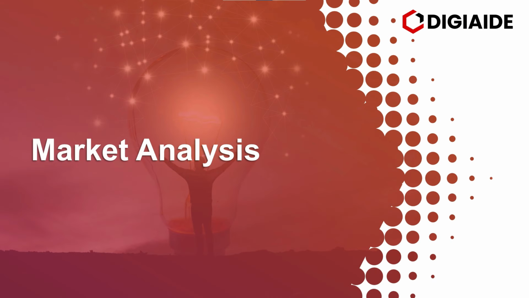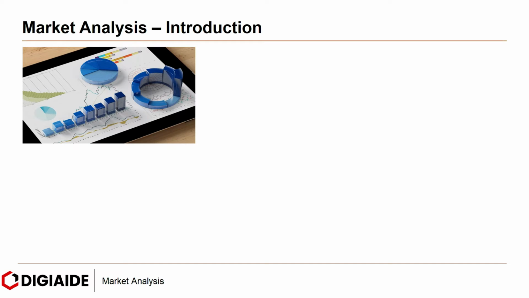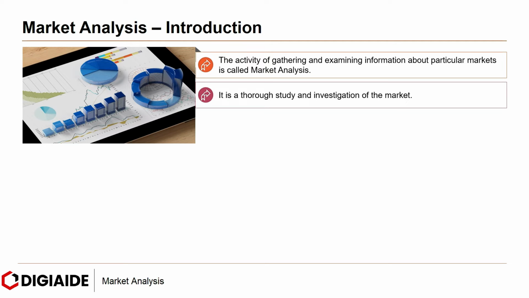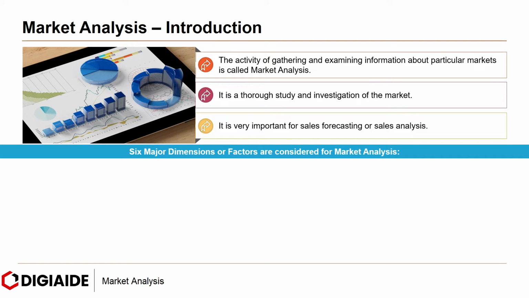In this video, we are going to cover the topic on market analysis. Let's start with the introduction. The activity of gathering and examining information about particular markets is called market analysis. It is a thorough study and investigation of the market. It is very important for sales forecasting or sales analysis. Six major dimensions or factors are considered for market analysis.